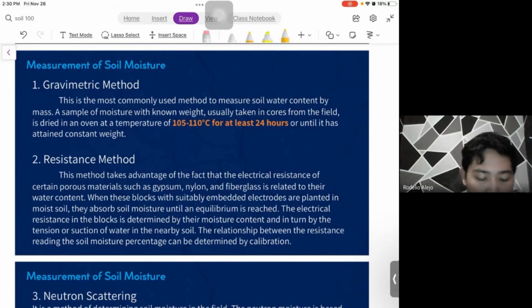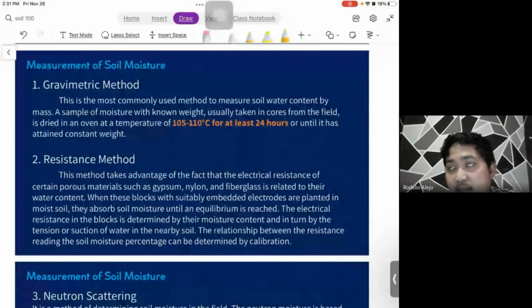A sample of moisture with known weight, usually taken in cores from the field, is dried in an oven at a temperature of 105 to 110 degrees centigrade for at least 24 hours. So just like I said earlier, gravimetric method ang tawag doon. Yung pagkukuha ka ng soil, tinatlagay mo sa oven for 24 hours.